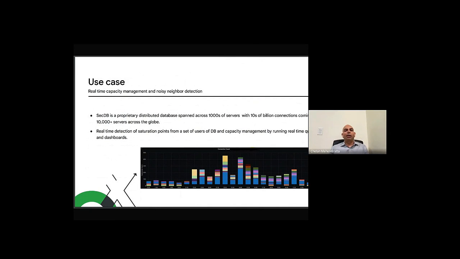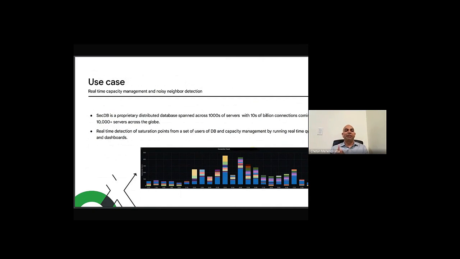Finally, I would like to cover a concrete use case where this mechanism came in very handy. Goldman has a proprietary distributed database called SecDB, which is spanned across thousands of servers. These servers get tens of billions of connections coming from several tens of thousands of servers across the globe. We had to solve two main problems.